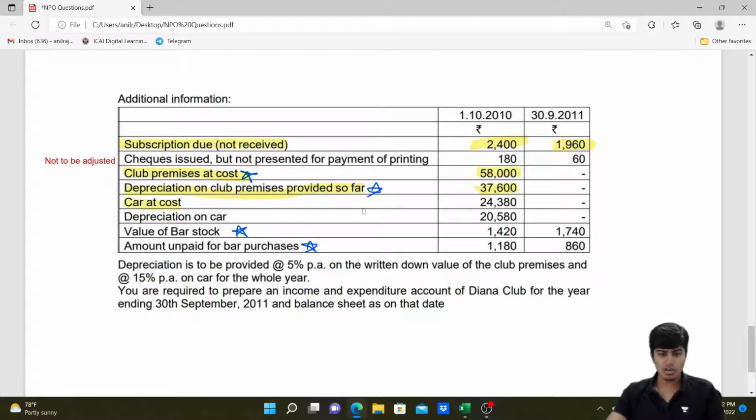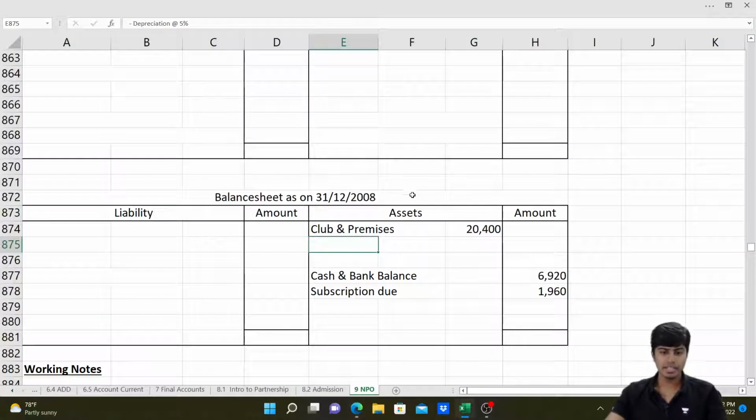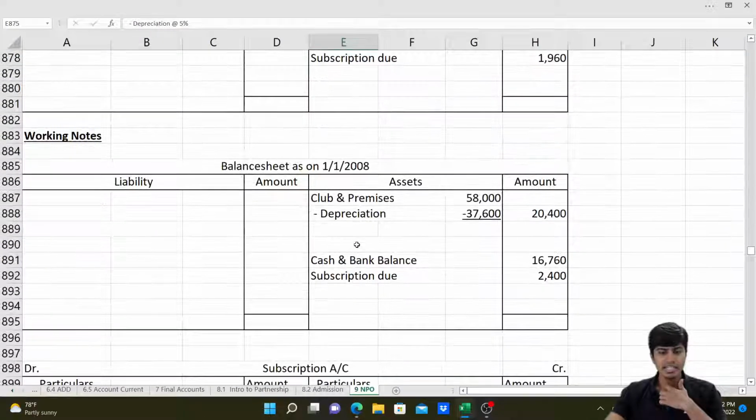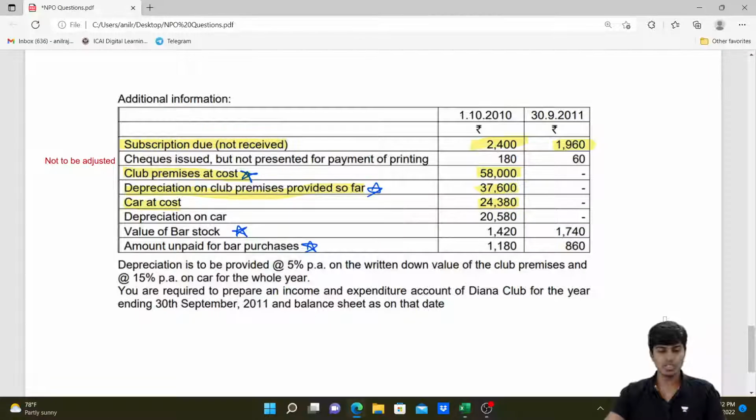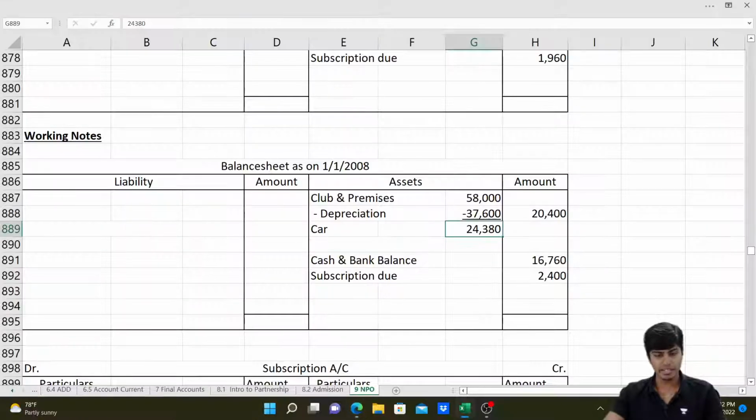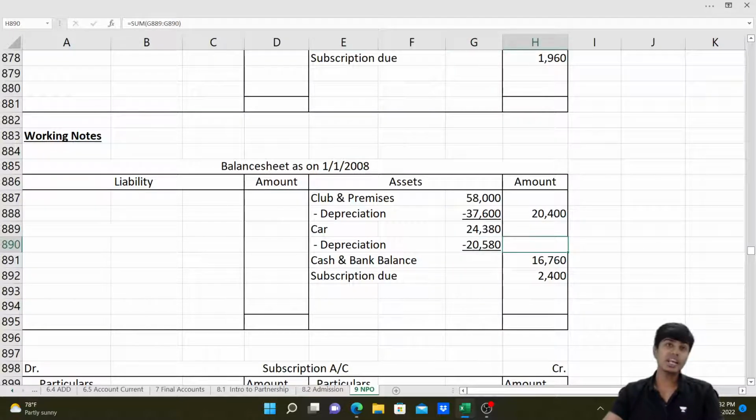We have car at cost. Car at cost is 24,380. So let me write in my opening balance sheet. Car at cost 24,380. Depreciation on that car, which is already there in the previous year, is 20,580. Let me depreciate for 20,580 to arrive at the value of the car as 3,800. 3,800 rupees is the book value of the car.